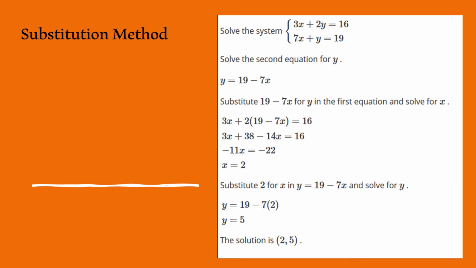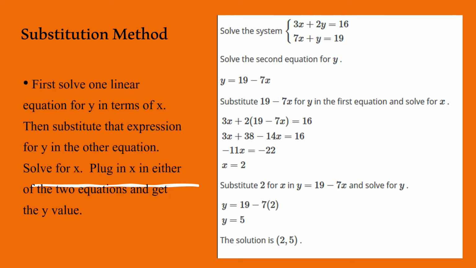Here we are getting an equation in terms of just x, and we get x is equal to 2. Substituting x equal to 2 in the first equation, what we took, y equals 19 minus 7x, we get the value for y as 5. So this solution is 2, 5.